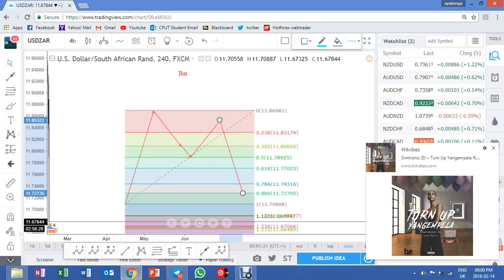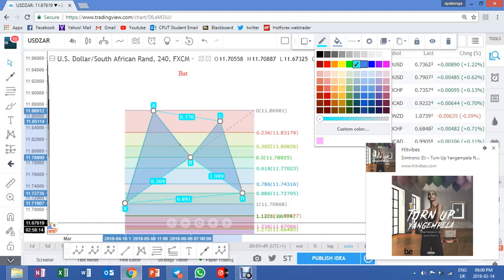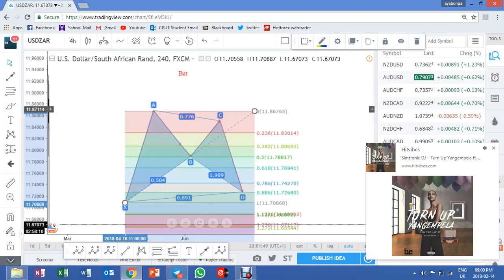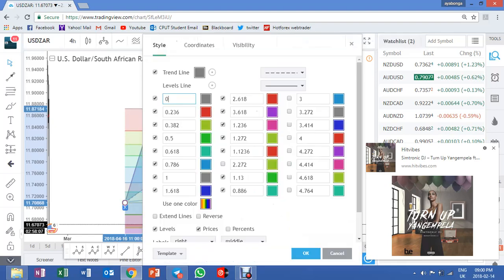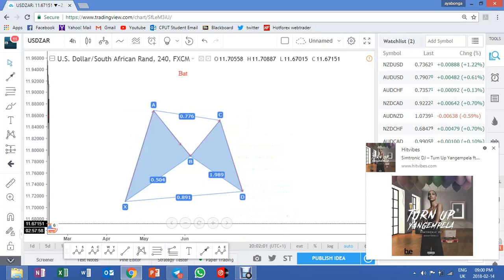And then you bring your tool here like this. There we go. Let me change the color. I think this one is more clear.